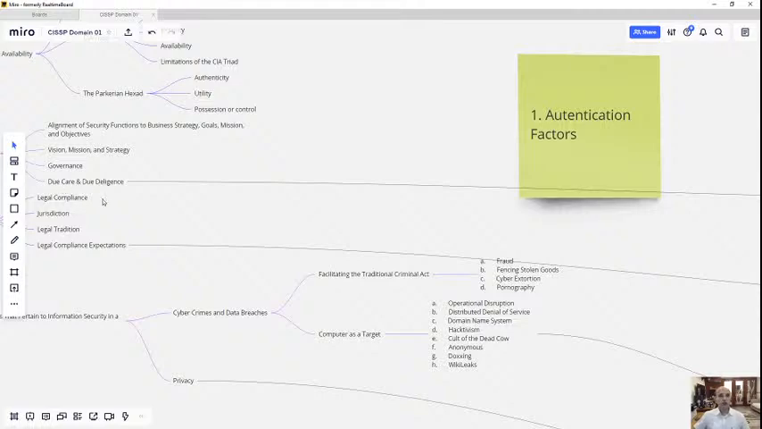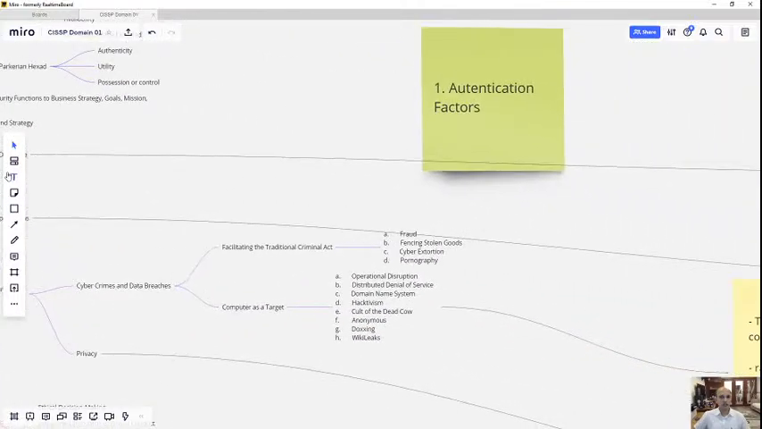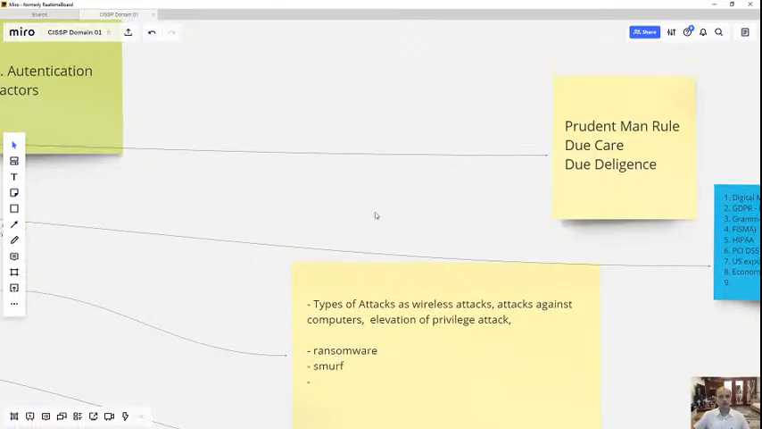Whenever we are going to touch this particular topic of evaluate and apply security governance principles, then give more emphasis to due care and due diligence and the concept of the same, because you will get questions either on the concept of due care, or on the concept of due diligence, or on the concept of prudent man rule. So you need to understand these three terms within this particular topic itself.